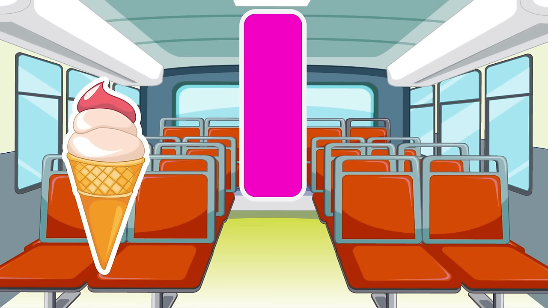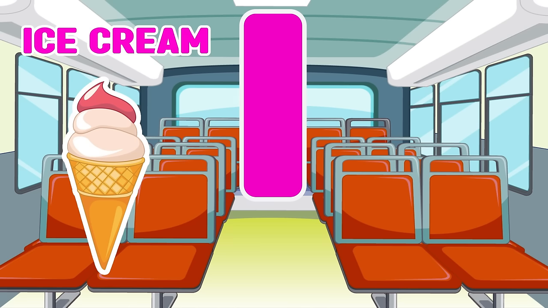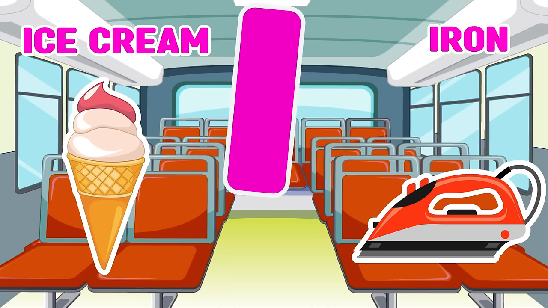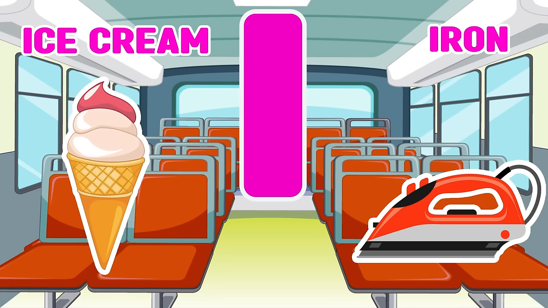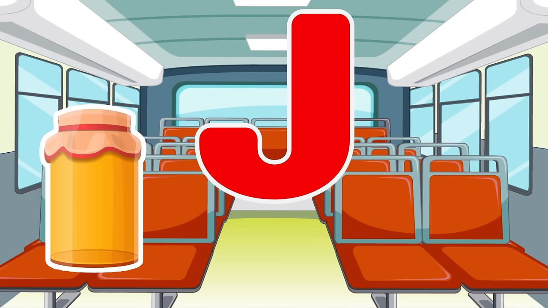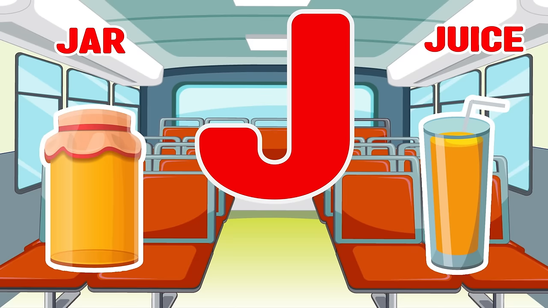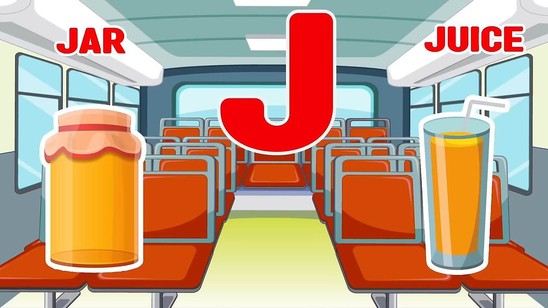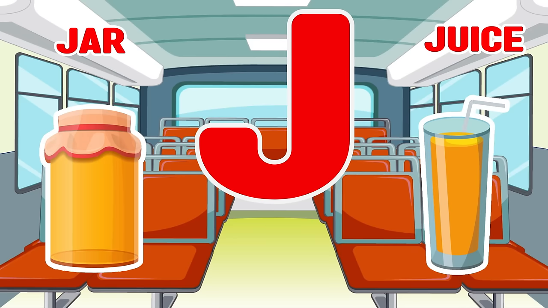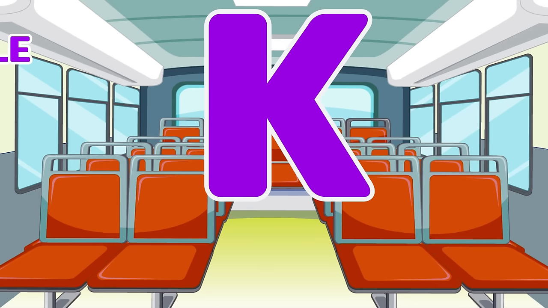I is for ice cream. I, ice cream. I is for iron. I, iron. I is for I, ice cream. I is for I, iron. J is for jar. J, j, jar. J is for juice. J, j, juice. J is for j, j, j, j, jar. J is for j, j, j, j, juice.